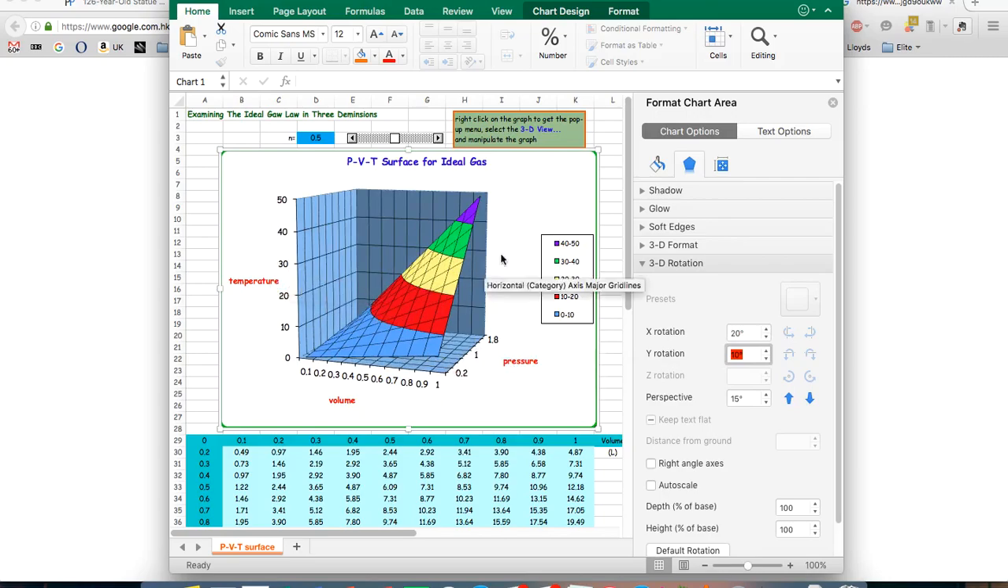So you don't need to be able to interpret these 3D graphs. You can just use the 2D versions, but still, I think it's pretty cool. All right, thank you very much.